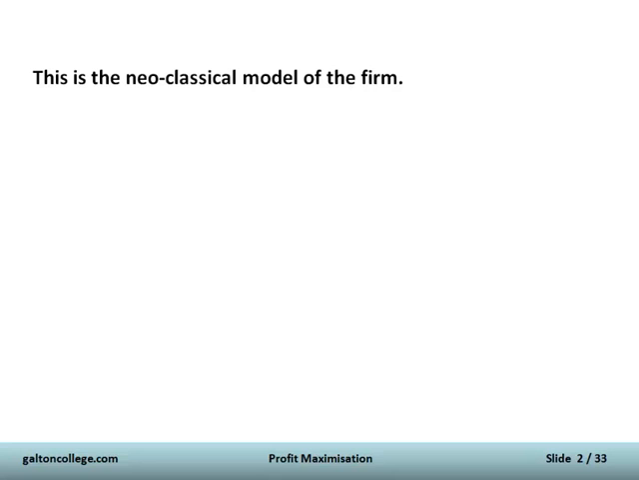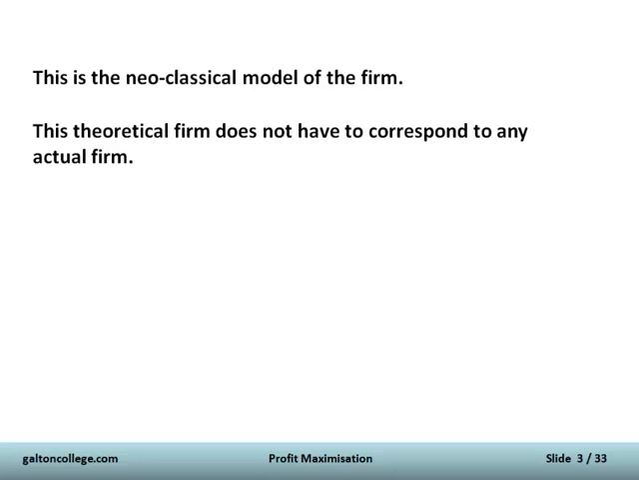It's the very extreme model. It's unlikely it'll ever be encountered in real life. So we use it as a model. It's the starting point. It's the point of reference. It's a theory. And we can measure all the other models against it. So that's why we use it. It's a theoretical firm. It doesn't have to correspond to any actual firm.